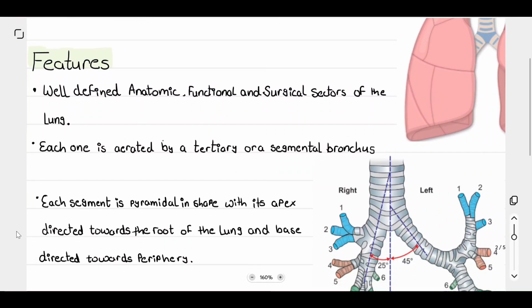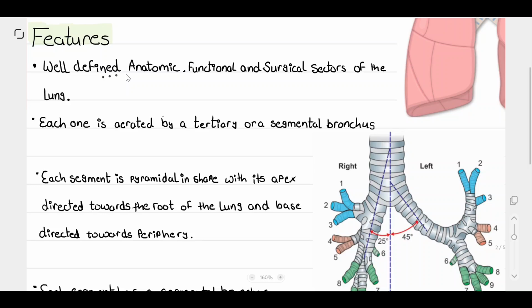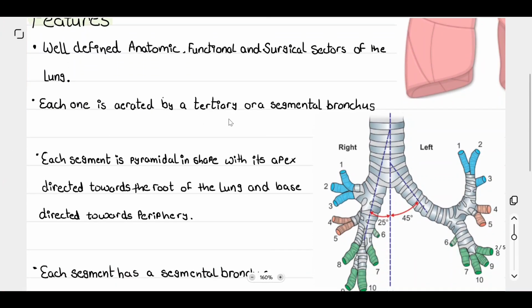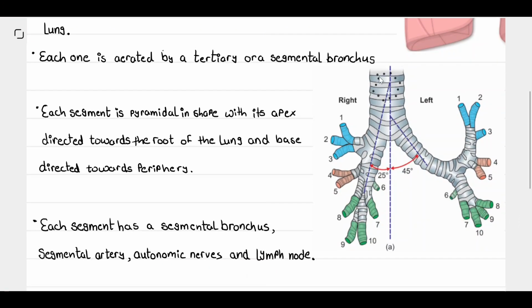Features: these are well-defined anatomic, functional and surgical sectors of the lungs. So these are the segments. Each one is aerated by a tertiary or segmental bronchus. This is our trachea, this is our bronchi, and these are tertiary or segmental bronchi, and each pulmonary segment is aerated by a segmental bronchus.